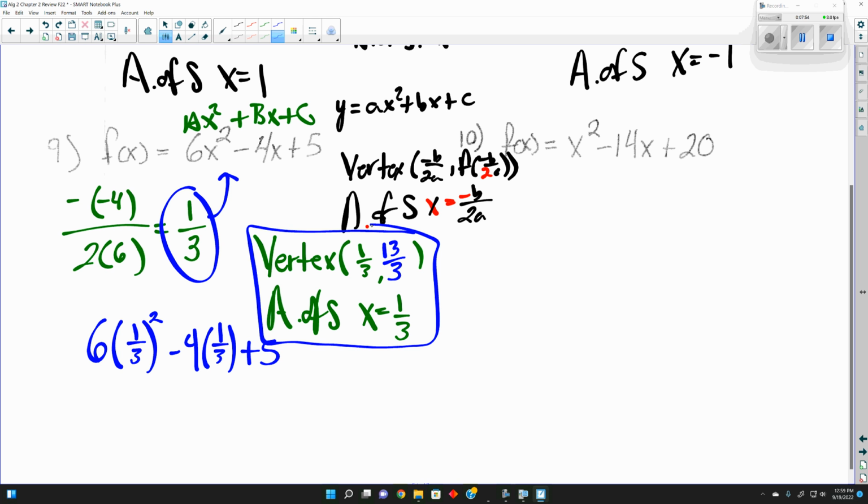Yeah, I would leave it as 13 over 3. That works just fine. Any other questions on 9 or 10? Because 10 is going to work out the exact same way.